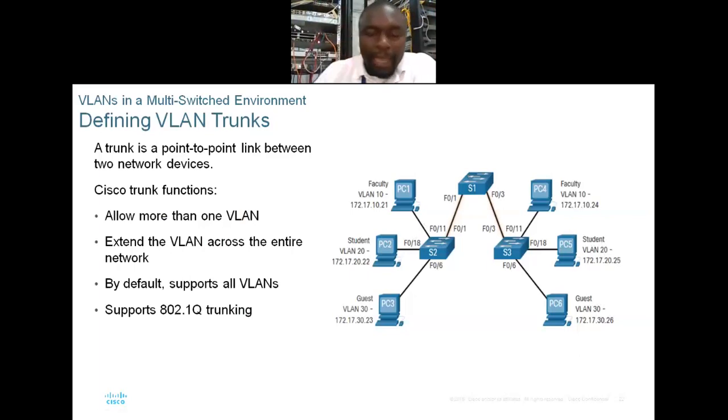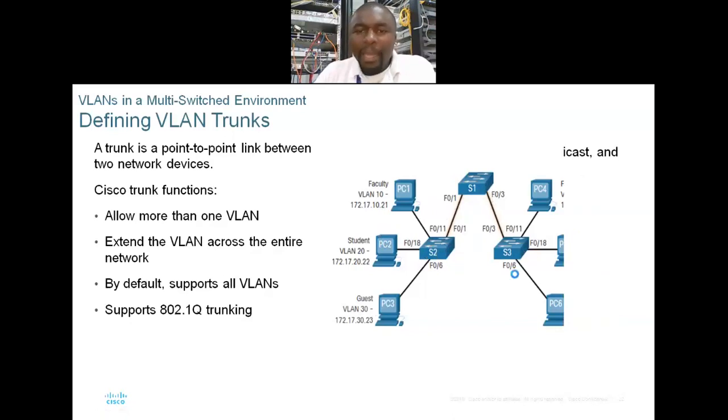The point here is that if I send a frame or traffic from guest VLAN, that traffic is tagged as it comes to this particular switch. If I send a message from student VLAN, it is tagged. If I send it from faculty VLAN, it is tagged. But the links that connect this particular switch to these ones are called the trunk ports, the trunk links. And these trunk links carry all this tagged traffic and pass it through, likewise.